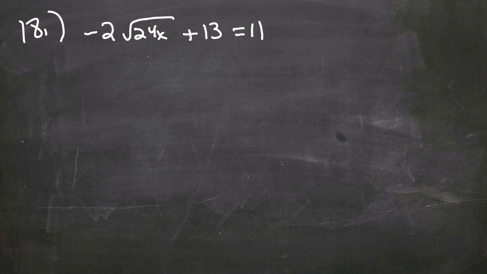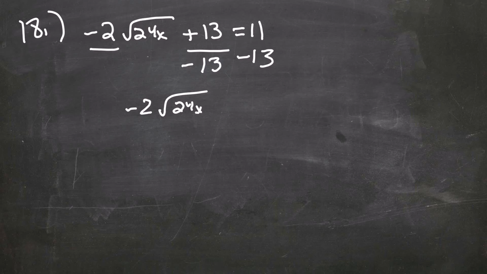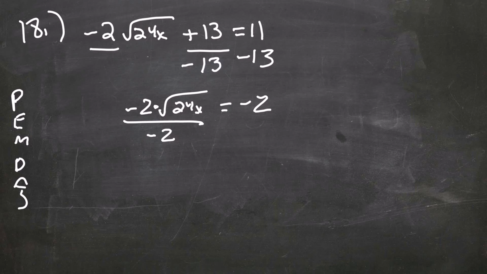All right. So 18. Once again, I see these guys out of jail. Negative 2 is out of jail, 13 is out of jail. I get rid of addition before I get rid of multiplication. That's why I subtract 13 from both sides. So I get negative 2 square root of 24x equals negative 2. Now I have to get rid of the negative 2. Make sure you divide. All right? Negative 2 is multiplied by the square root of 24x. So if I do my PEMDAS backwards, how do I get rid of multiplication? By division. That's why you divide by negative 2. I get the square root of 24x equals positive 1. Square both sides.